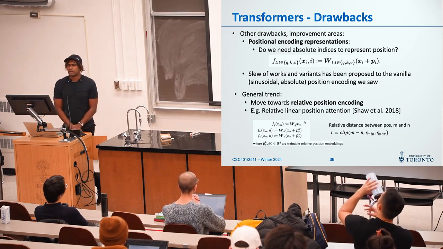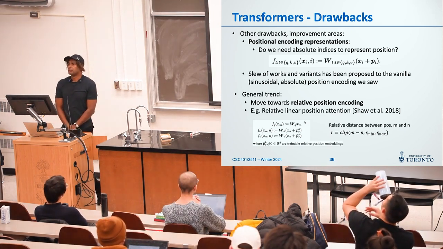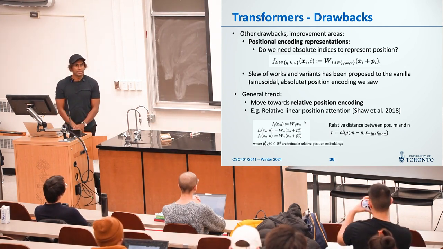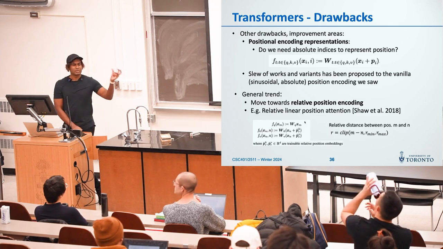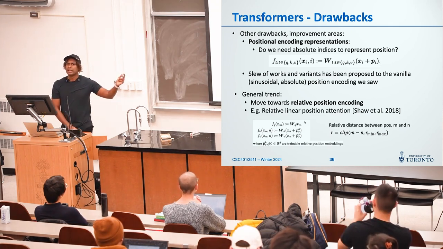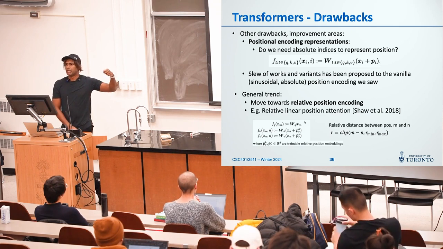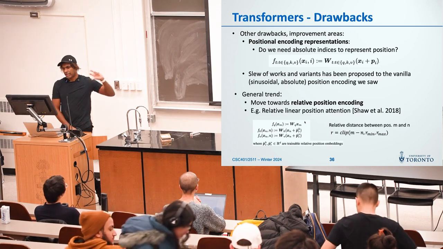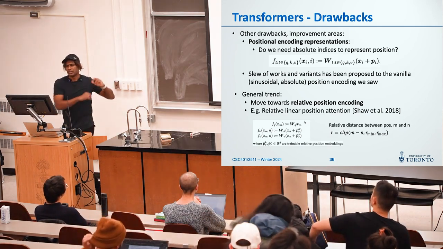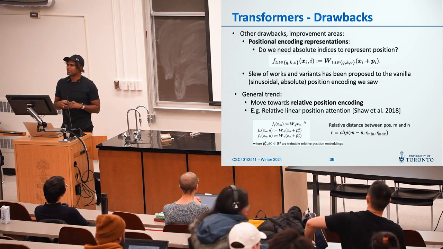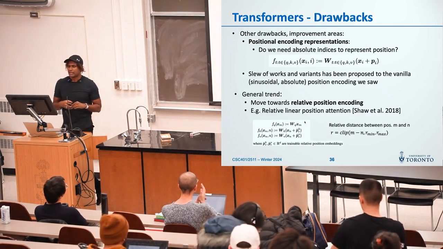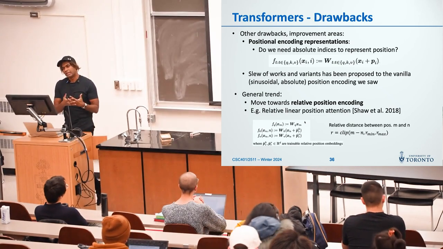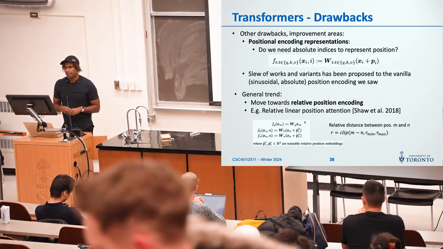Another drawback or another area of improvement is the positional encoding, right? So we looked at the vanilla positional encoding, where we're taking the absolute position of each index, and then we were imbuing some representation using sinusoids, right? That takes a function of the index position and the dimension. So this is a very computationally heavy way to represent time. And there's been a slew of works that focuses on improving this positional encoding.